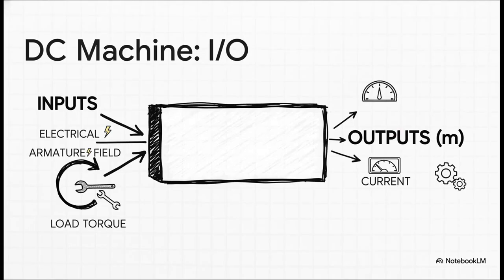Well, it's pretty intuitive. You supply electrical power to the armature and field windings, and then you tell it how much mechanical work it needs to do with the load torque input. And in return, the output port gives you this perfect little vector with everything you need to know. How fast it's spinning, the current flowing through it, and the torque it's producing. It's all right there for you.